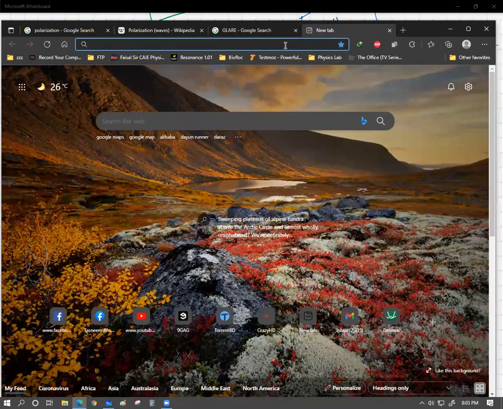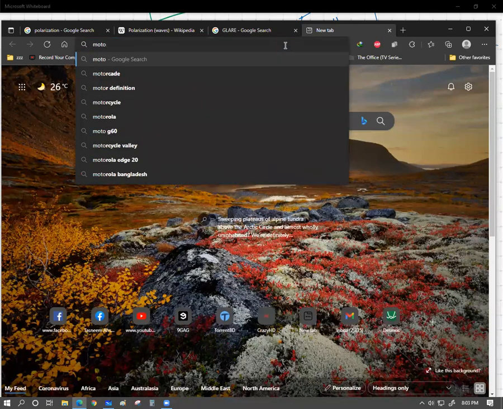Sunglasses, red or blue circular. Exactly, exactly. Those MotoGP helmets.